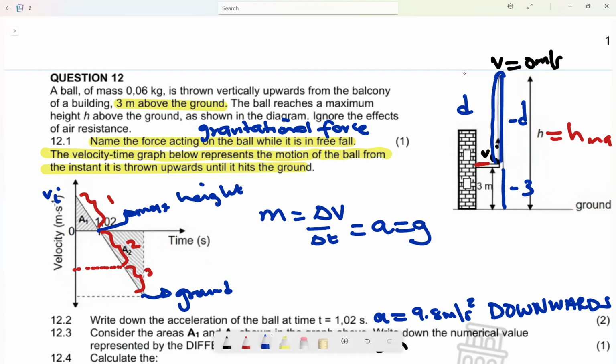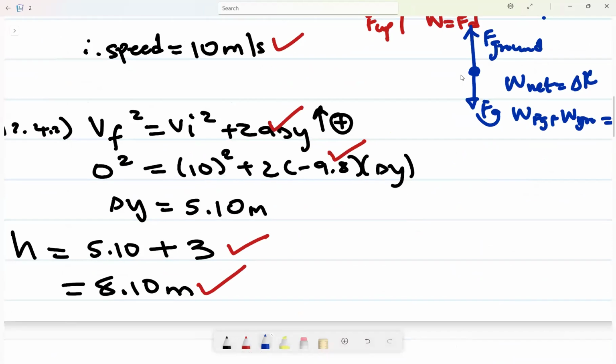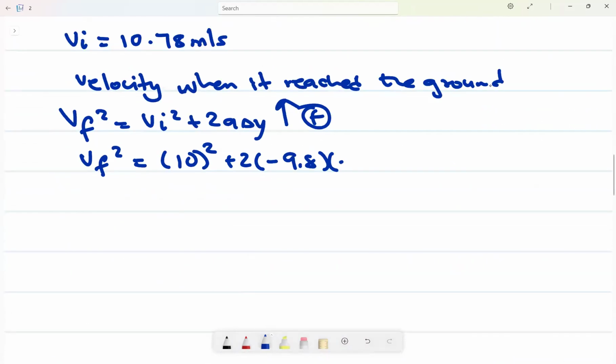Changing y will be now the displacement from here to reach the ground. It will be whatever this distance is here. Okay, so this will cancel out. It will be just negative 3. Okay, yes, negative 3. Then let's check.